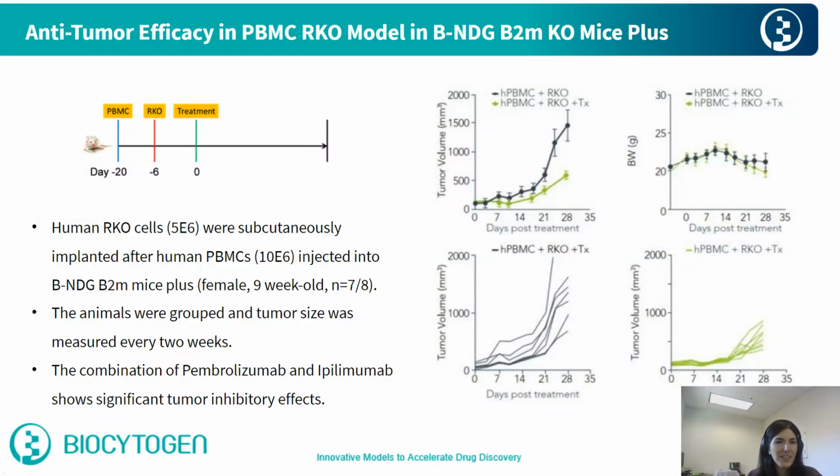So the results indicate that this BNDG B2M mice plus, reconstituted with PBMCs, does provide a powerful preclinical model for in vivo assessment of therapeutics targeting human T cells for anti-tumor therapies.